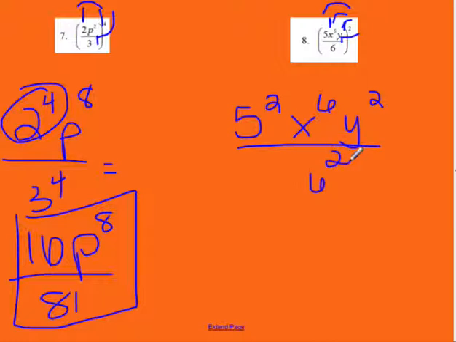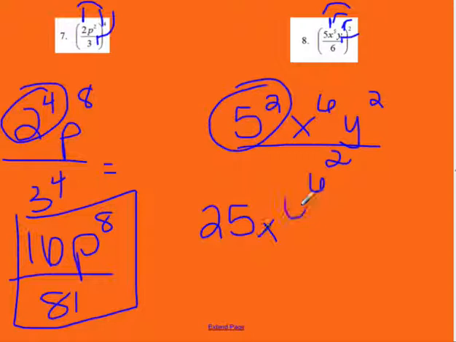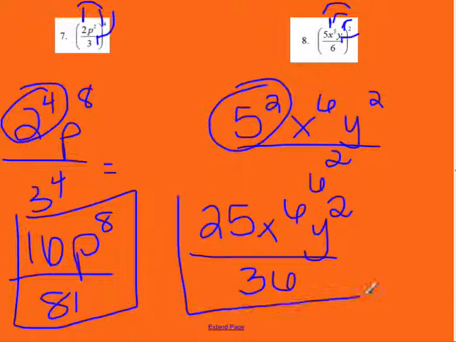So let's simplify this out. 5 squared, that's not the same as 5 times 2. 5 squared is the same as 5 times 5, which is 25. And then we have x to the 6th, and we have y squared. Then beneath, we have 6 squared, which is the same as 6 times 6. So that's going to give us 36. Okay, so then this right here is our final answer.